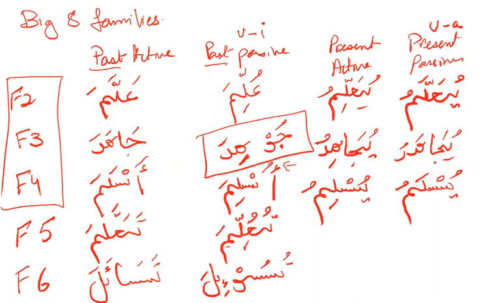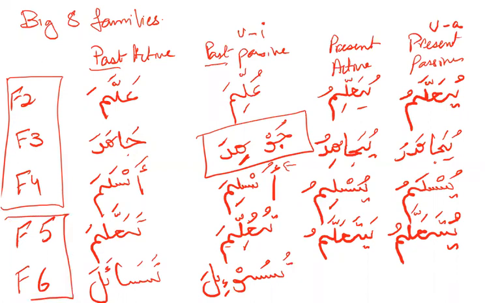Ta'allama. What is the present tense of ta'allama? Yata'allamu. And what will be the present tense passive? Yuta'allamu. So now in the past passive of these families, you have U, E sounds, right? And in the present tense, you have U, A sounds. This is how it goes.